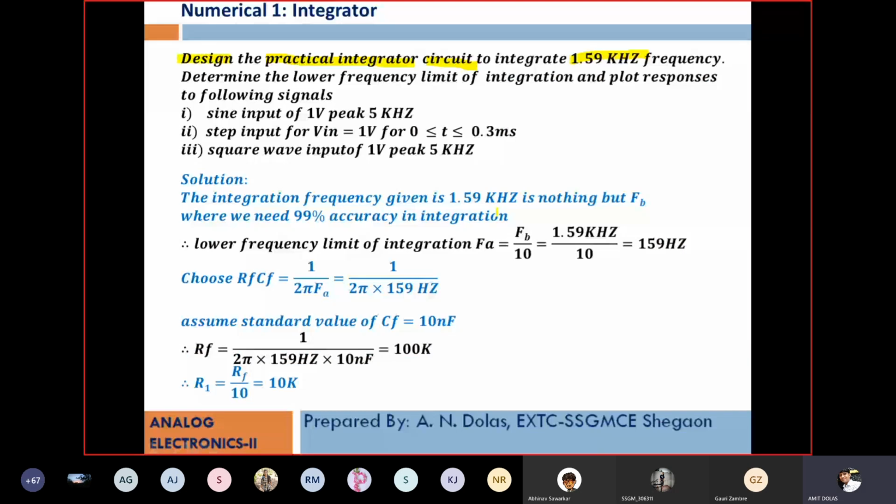So we have to design the integrator for 1.59 kilohertz. Then determine the lower frequency limit, that is FA of integration, and plot responses. If we have given different signals, how should the response be? Plot responses for a sine wave input of 1 volt peak, 5 kilohertz. Then a step input of 1 volt given to the integrator for 0 to 0.3 millisecond only, and a square wave of frequency 5 kilohertz with 1 volt peak value.